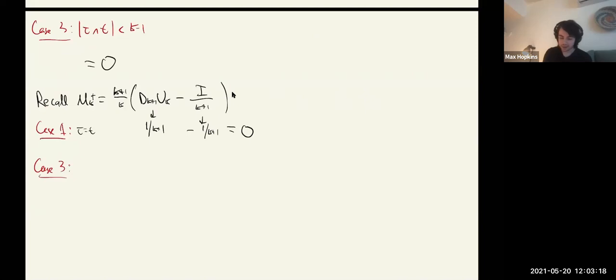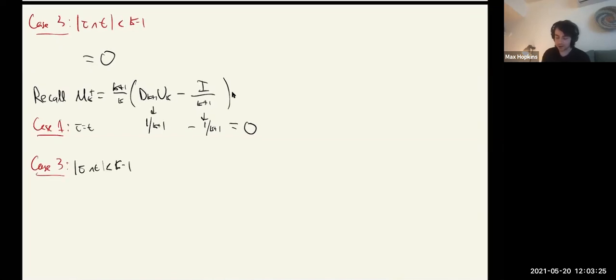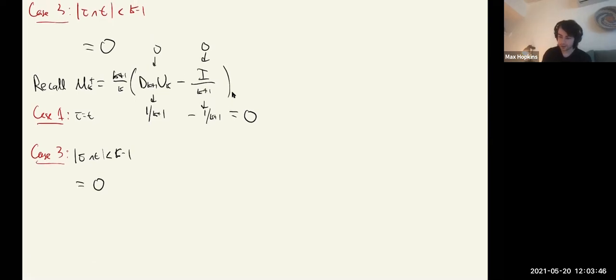So in case 3, we have tau intersect t is less than k minus 1. And in this case, we have this term is 0, and this corresponds to an off diagonal of the identity. So this is 0 as well, and so we get 0 minus 0, and this is still 0. So case 1 and case 3 are now both 0 transition probability. The only time we have a non-negative transition probability is between neighboring tau and t that only differ in 1 element. So finally, we reach the interesting case, case 2.